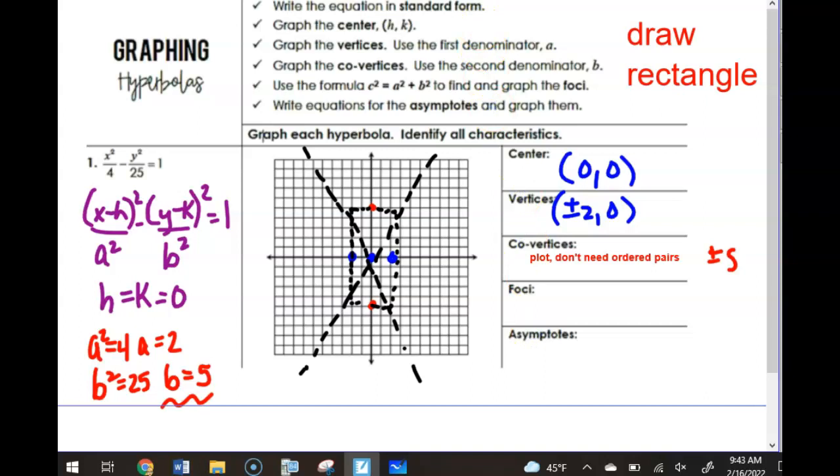All this so that we can then draw in the actual hyperbolas. Now, is this one going at the top of the box or the sides of the box? Anybody catch that? Because the X is first, it's opening around the X-axis, so it's on the sides.